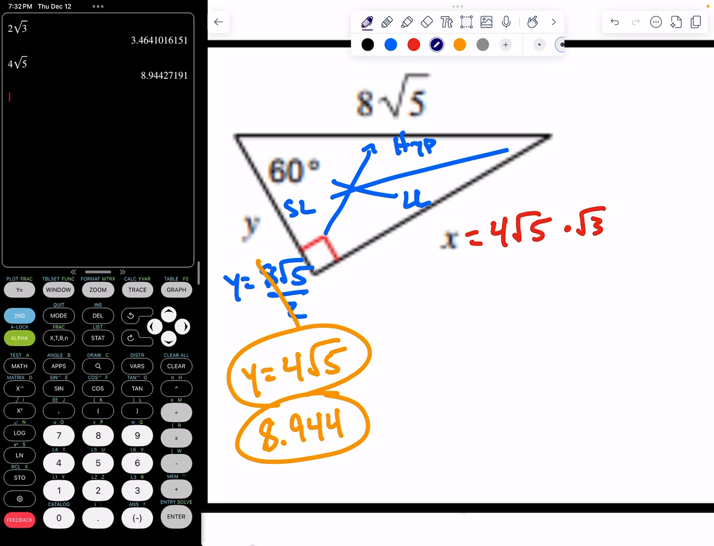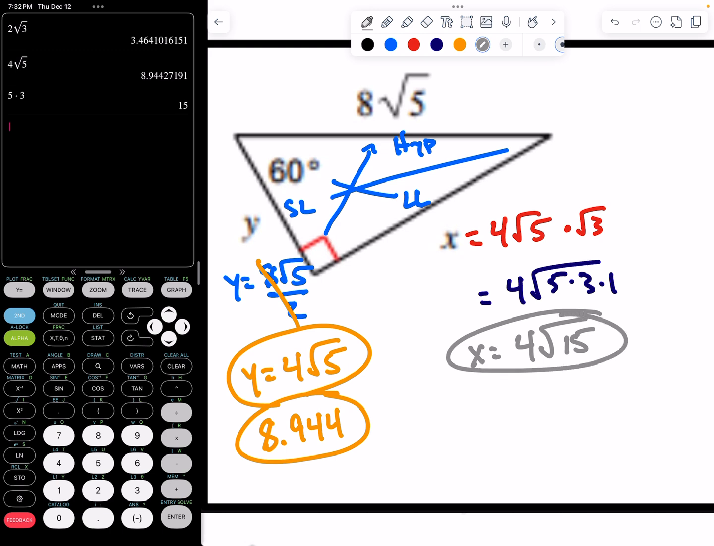And all I do in a situation like this is whatever is underneath my square roots, I can multiply together. I cannot pull anything out because 5 and 3 are both prime numbers. So all I have underneath my square root is numbers that can't be pulled out. I can't make any pairs. So x is going to simply equal 4 root 5 times 3, which is 15. So that would be acceptable, as well as 4 root 15, which is 15.492. Okay, that would also be acceptable.